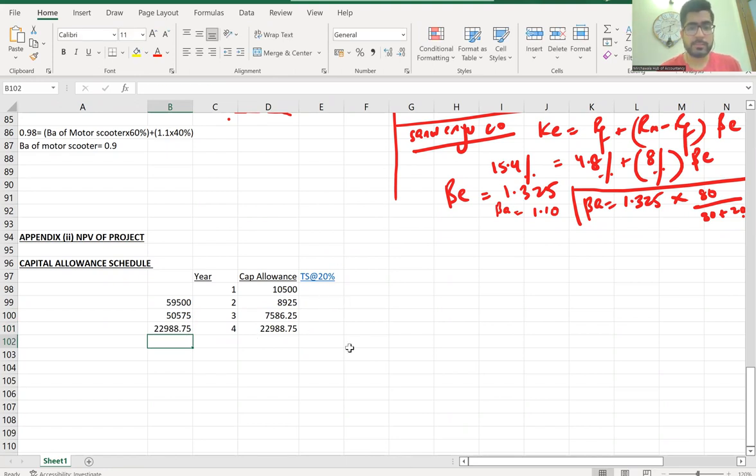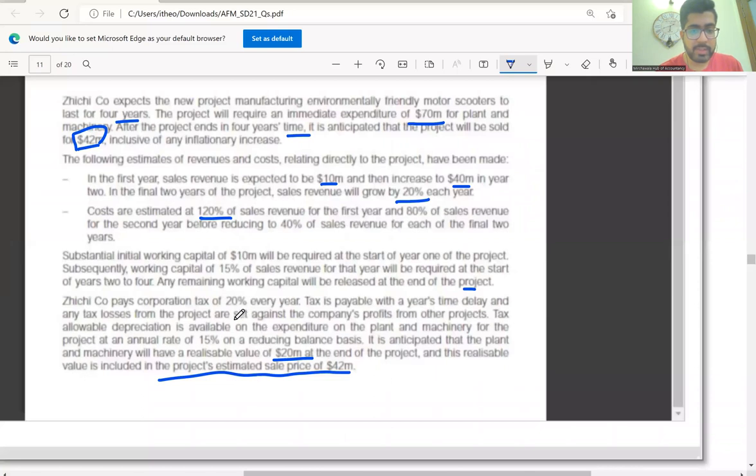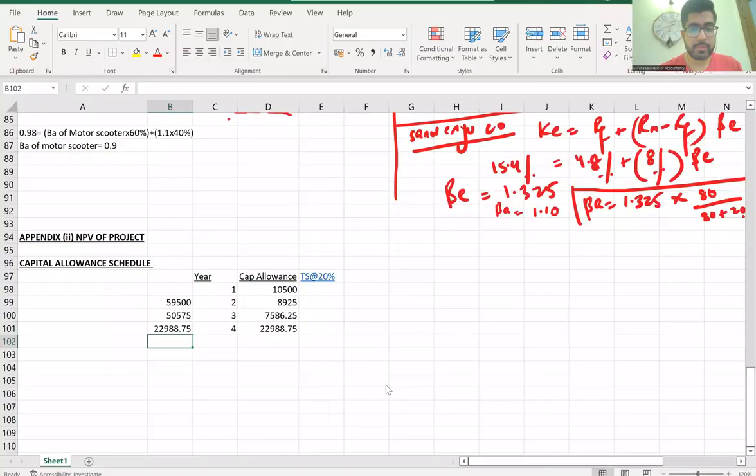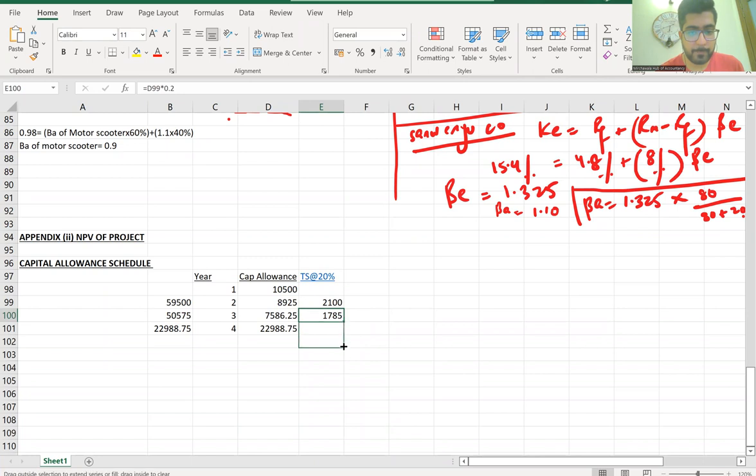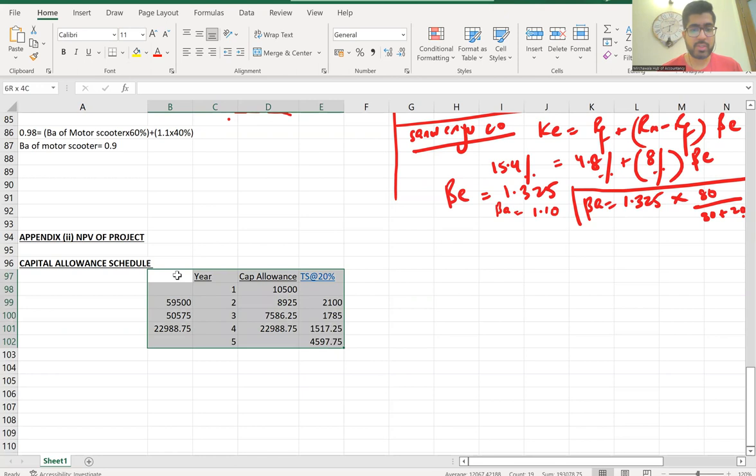Okay. And let me see the tax rates here. It's 20% with a year's delay. So year one tax saving would come in year two. That is 10,500 into 20%. Okay. Then 8,925 into 20%. Then the next figure into 20% next year, and then the last figure into 20% the year after. Okay. This is the capital allowance schedule, which we have to make first. And these savings which we have calculated, we will treat as inflows. Okay. If you want to copy this capital allowance schedule, you can copy this.